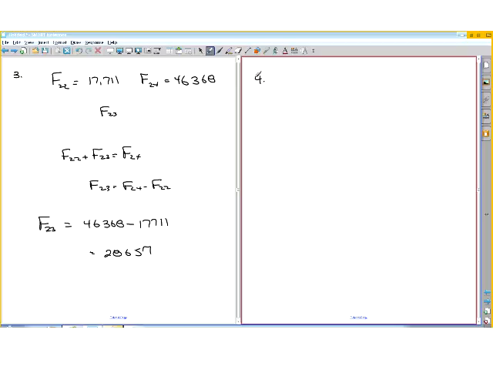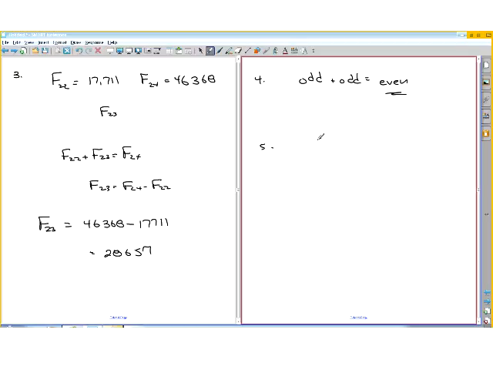Number 4, if 2 successive terms of the Fibonacci sequence are both odd, what is the next term, odd or even? Well, if you add 2 odd numbers together, you always get an even number. If you add 2 even numbers together, you get an even number. If you add an odd and even, you get an odd. So the answer is it's going to be even.